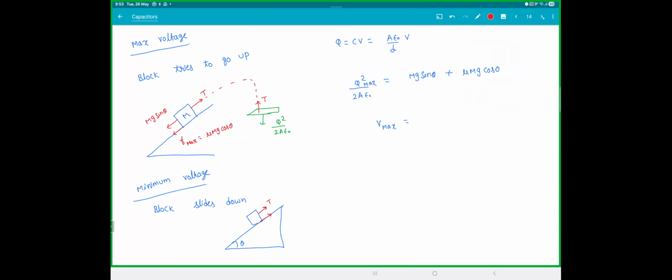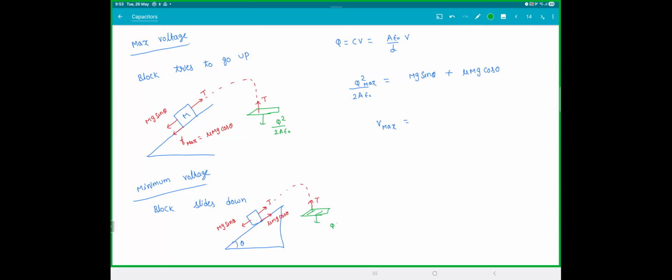We have tension. This time the friction will be upward. Mu mg cos theta. This would be mg sine theta. You have seen this. This is the third time already. The story would be same on the right hand side.